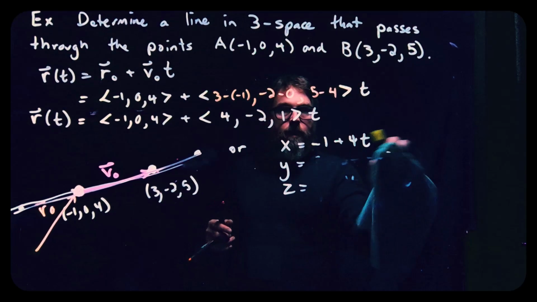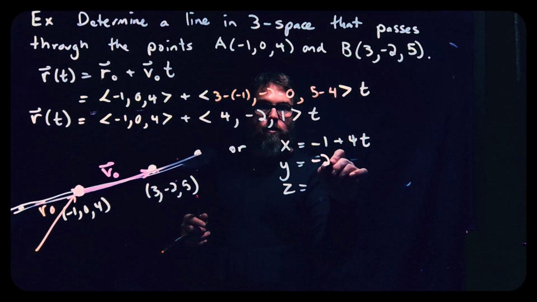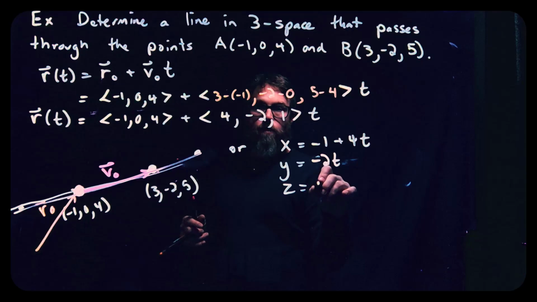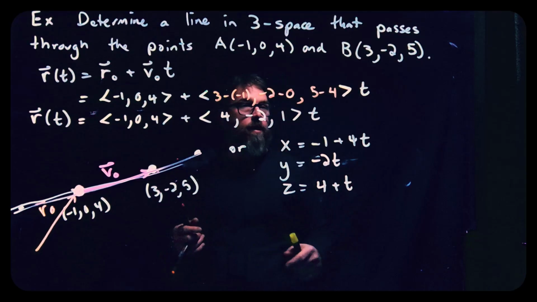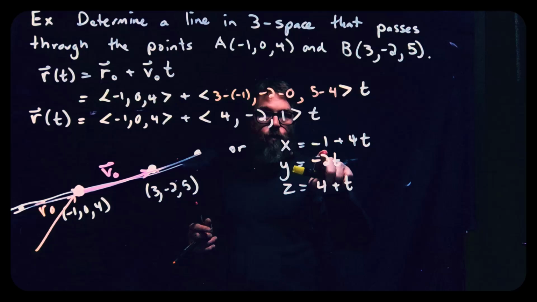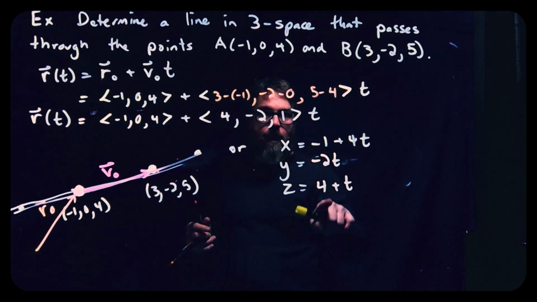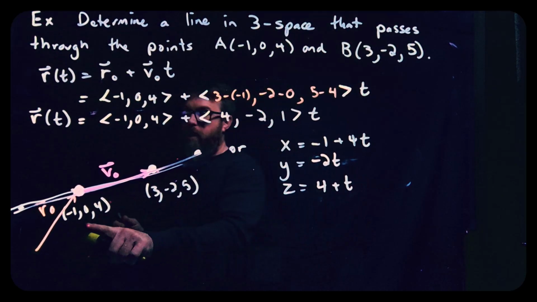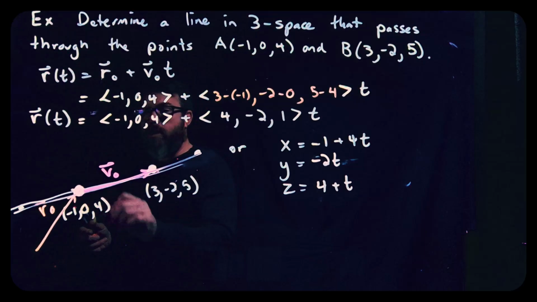looking at the same thing, minus 2t, and then this was 4 plus t. So we can check it. When I plug in t equals 0, this will be gone, so it'll be negative 1. T equals 0, this whole thing will be 0. And then t equals 0, this will be 4, which is what we get here. Our coordinates, negative 1, 0, 4.